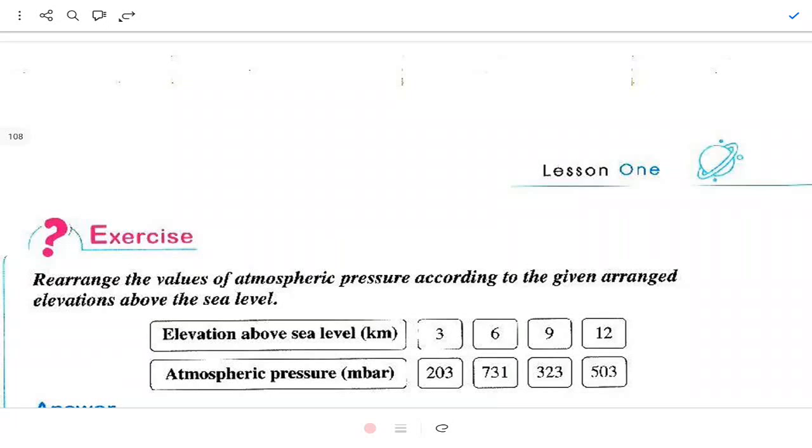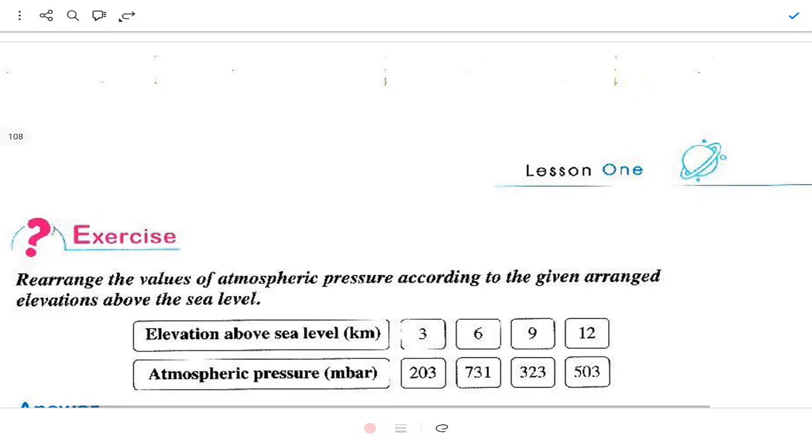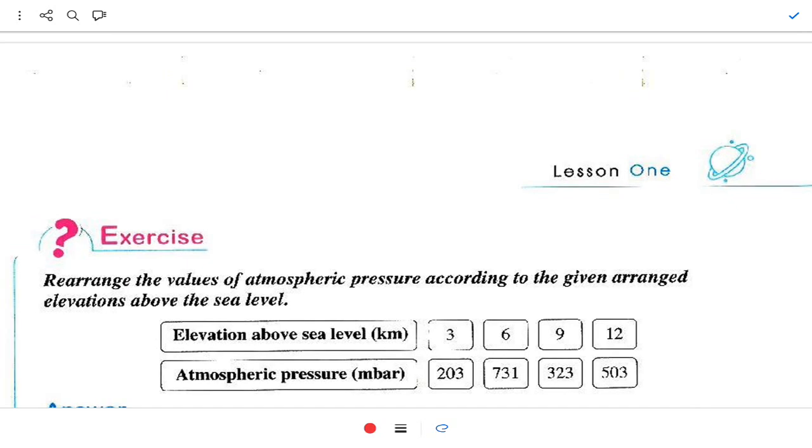So please answer this question. Rearrange the values of atmospheric pressure according to the given elevation above sea level. There is here 3 kilometers, 6 kilometers, 9 and 12. Can you rearrange this atmospheric pressure? Its unit is millibar. I will tell you something.